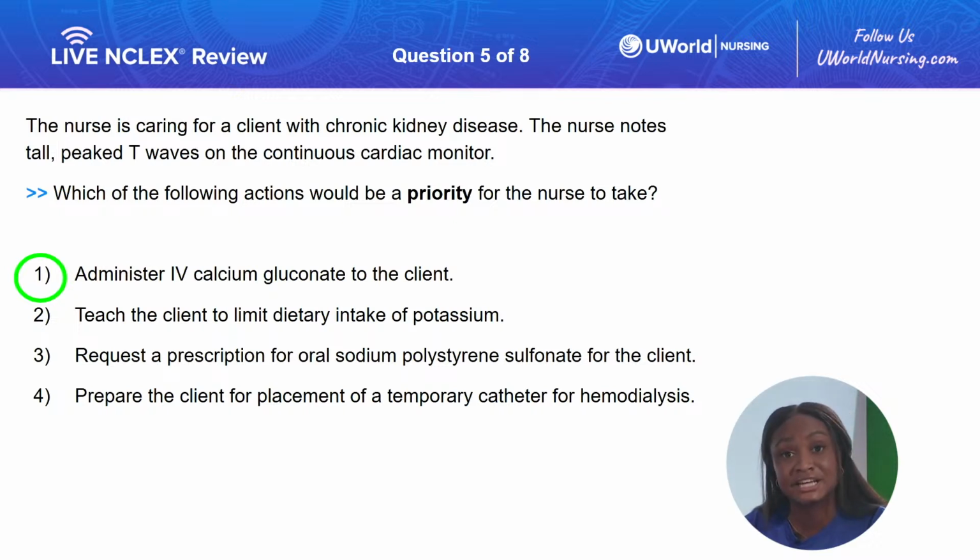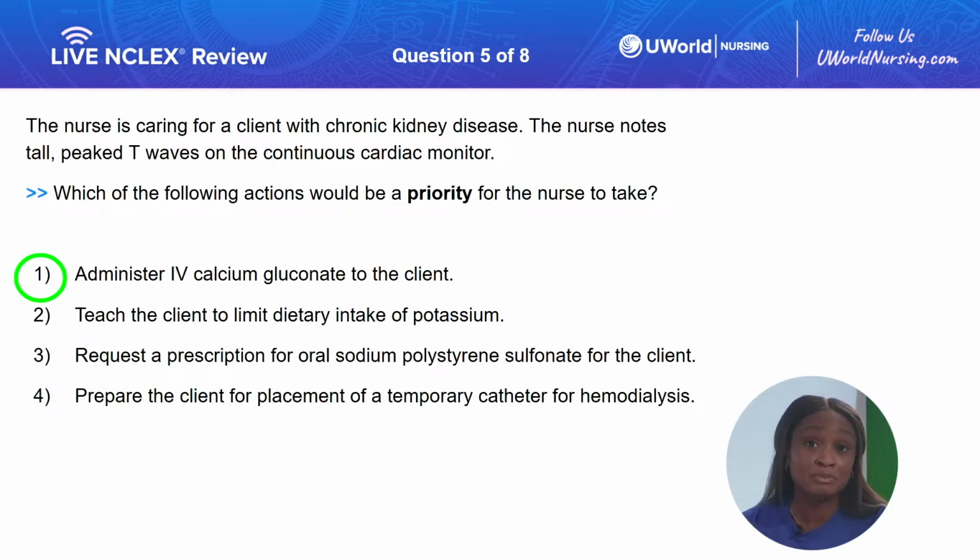But if it starts sending their heart rhythm or their EKG to have peaked T waves, this could quickly turn into a medical emergency. So we need to correct their potassium level, bring that potassium level down so it will correct their heart rate and not spiral them into a rhythm that is not safe. So the IV calcium gluconate helps go into the cells to help draw that potassium back out so it can be excreted. So this works against the potassium to bring that potassium level down. The reason why we want to give it IV is because it's pretty emergent.